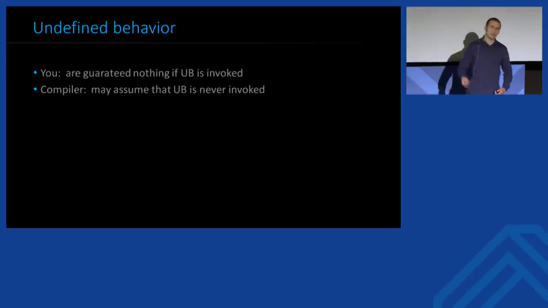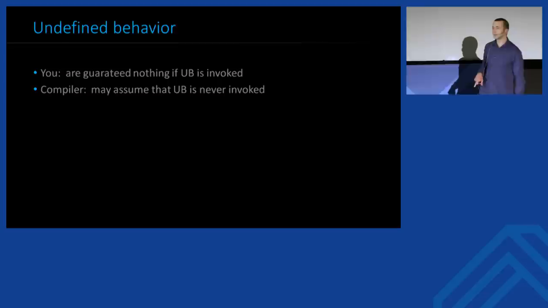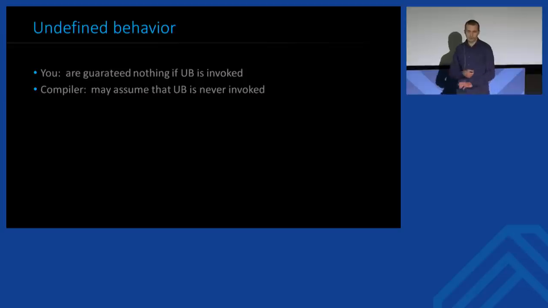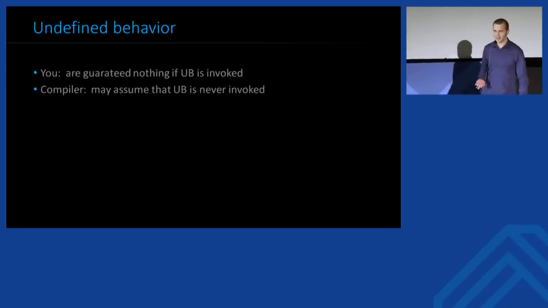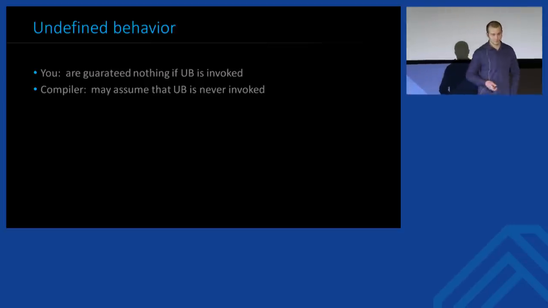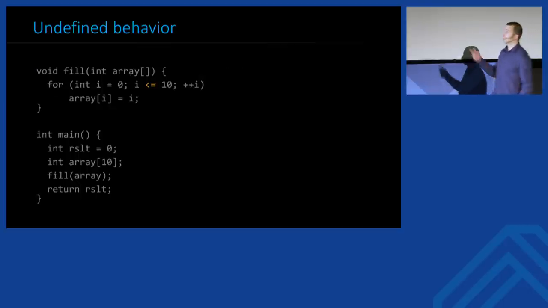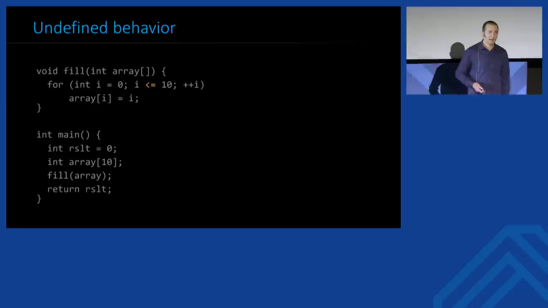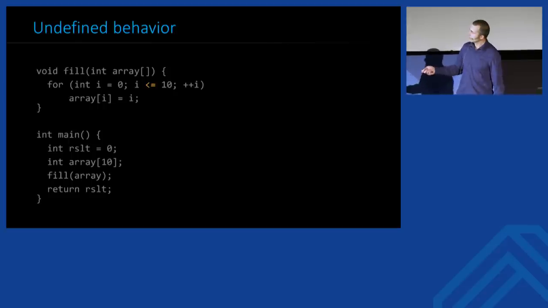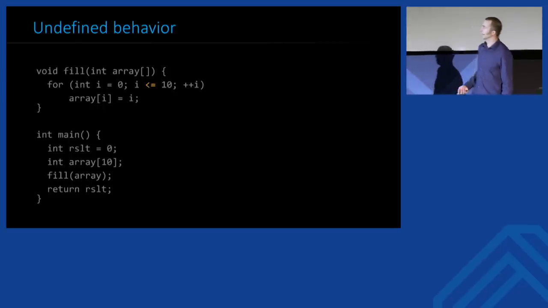And there is another way of looking at it. From the compiler's point of view, the compiler can assume that undefined behavior in your program never happens. And based on this assumption, it can draw conclusions, it can perform transformations to the code and optimizations. To illustrate both of these aspects in one example, I have a function main that creates some variable result with initial value 0. Then it has an array and fills it in, and then it returns this result, which is obviously 0, because we are not modifying it in between.